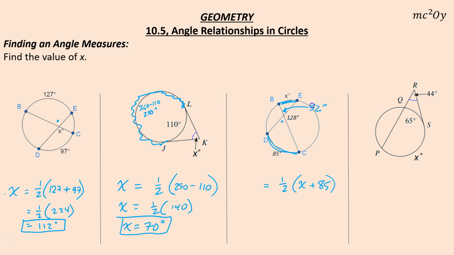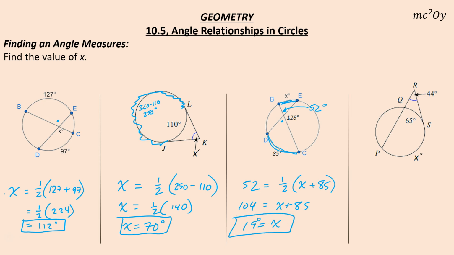Okay, so 52. So 52 equals 1/2 x plus 85. Now I'm going to multiply by 2 to get rid of that 1/2, so it's going to give me 104 is equal to x plus 85. Okay. And then I'm going to subtract that 85. x is going to be 19 degrees.